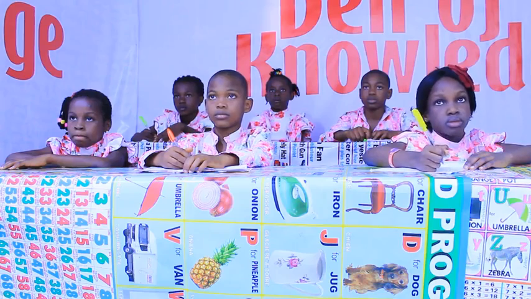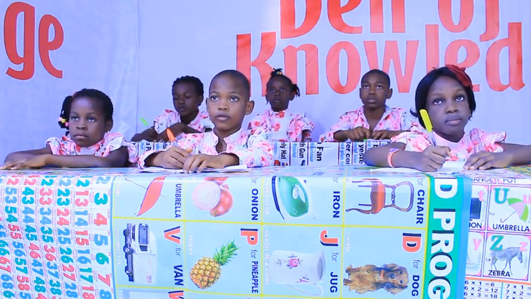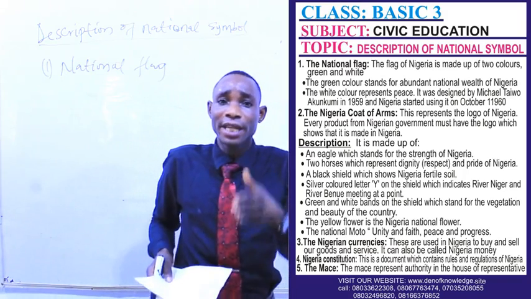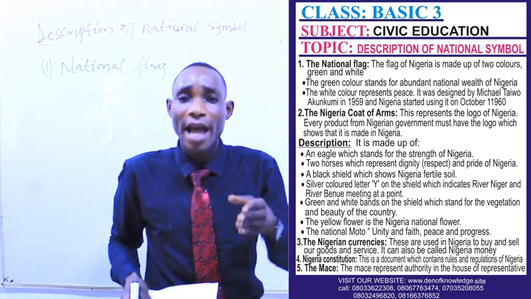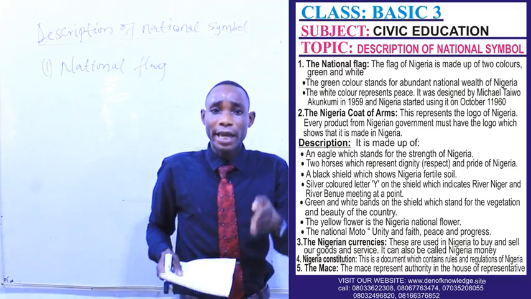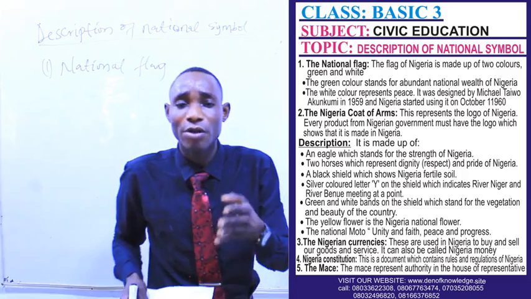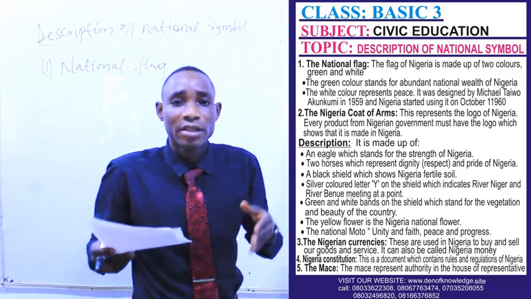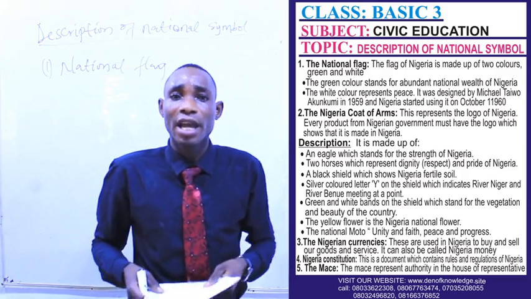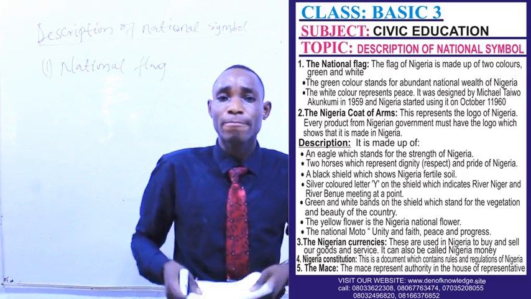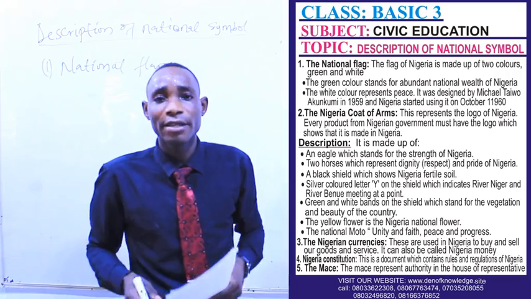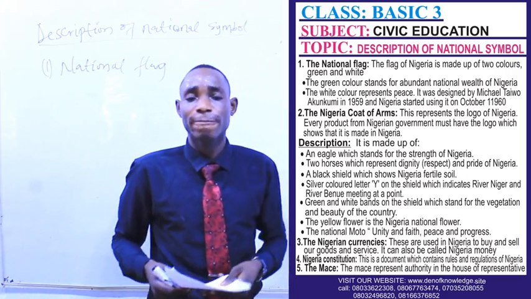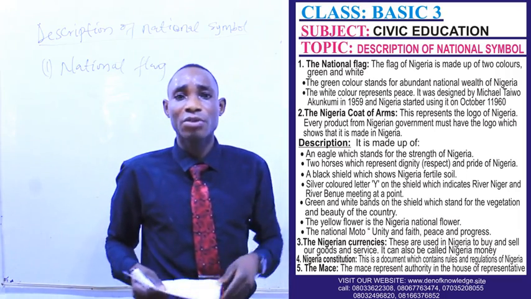And lastly, the mace. The Nigerian mace is a symbol of authority in the House of Representatives, in the State House of Assembly, and in the Nigerian Senate. So it is a symbol of authority, and without the mace, there will be no sitting in the House, and there will be no decision that will be taken in the House. And that's as much as we can take for now.